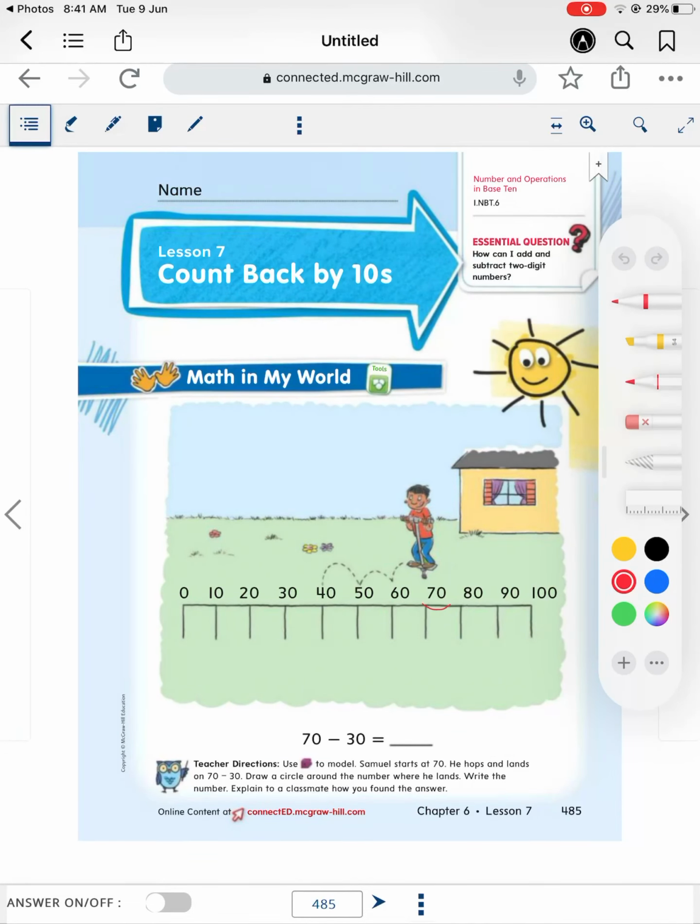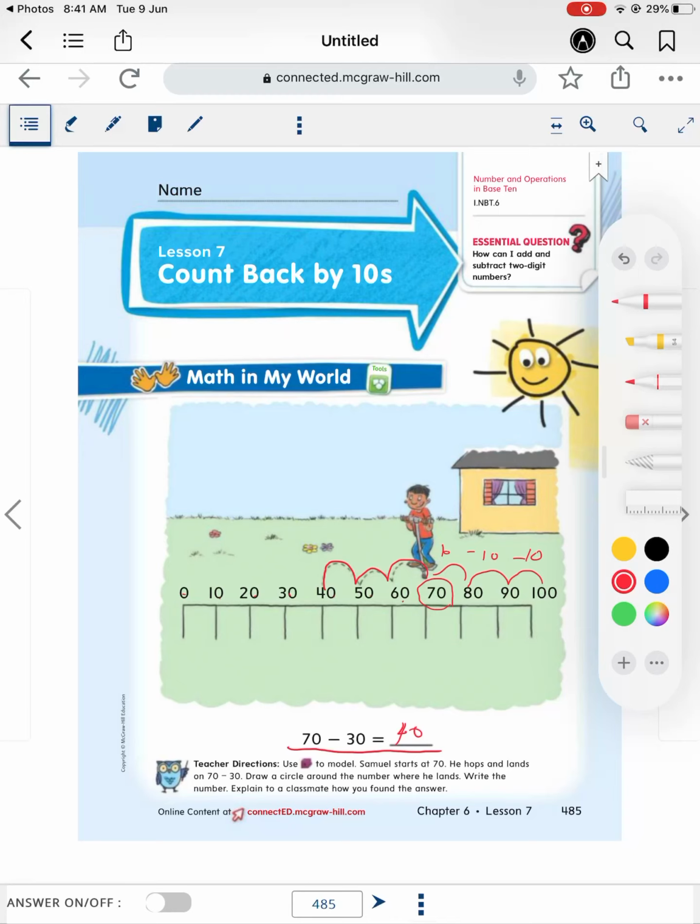The kid here is jumping from 70: 1, 2, and 3 jumps. He jumped from 70 to 40. That means 70 minus 30 equals 40. Actually, here on this number line, we are jumping by tens. So I'm jumping backward 10. Can you see? Have a look here.